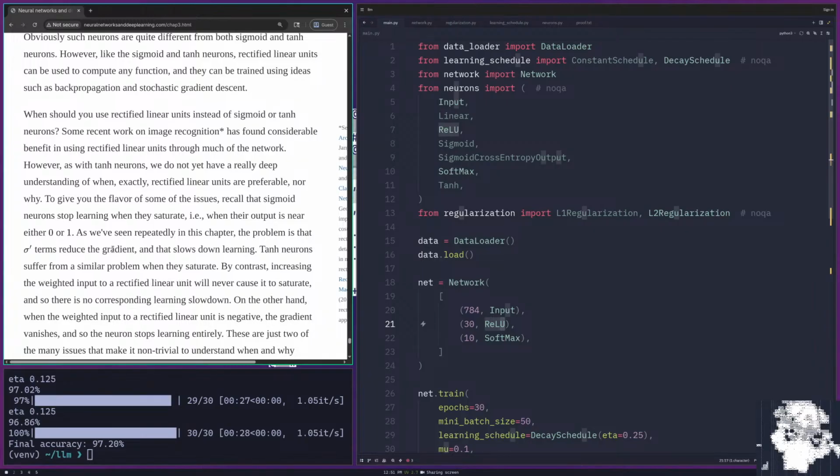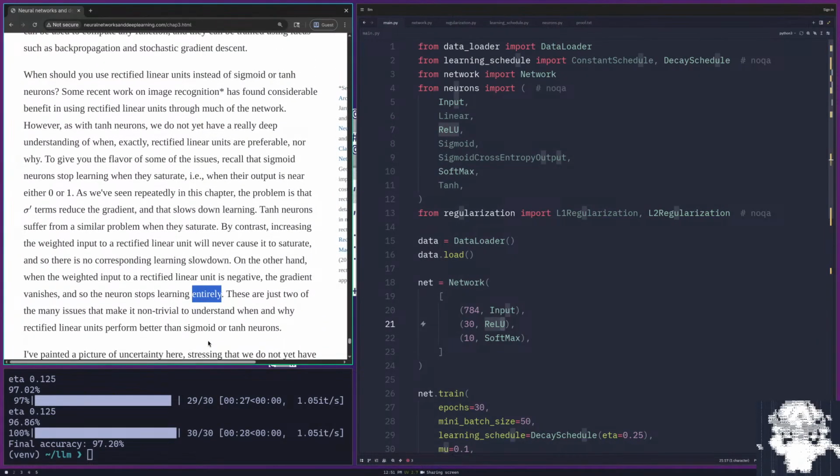Tanh neurons suffer from a similar problem when they saturate. By contrast, increasing the weighted input to a rectified linear unit will never cause it to saturate, and so there is no corresponding learning slowdown. On the other hand, when the weighted input to a rectified linear unit is negative, the gradient vanishes, and so the neuron stops learning entirely.